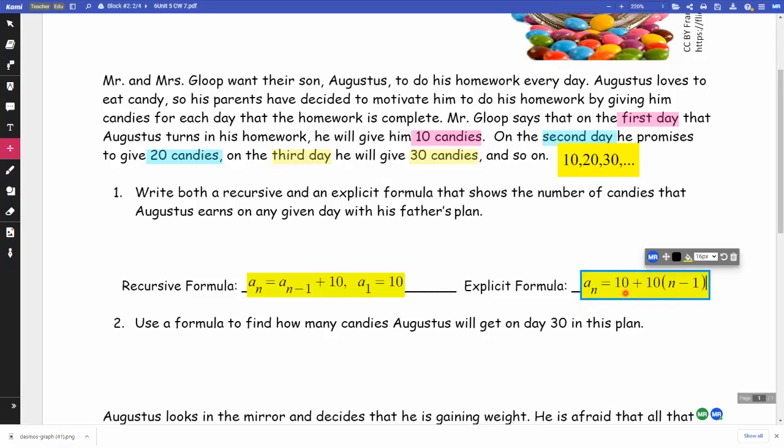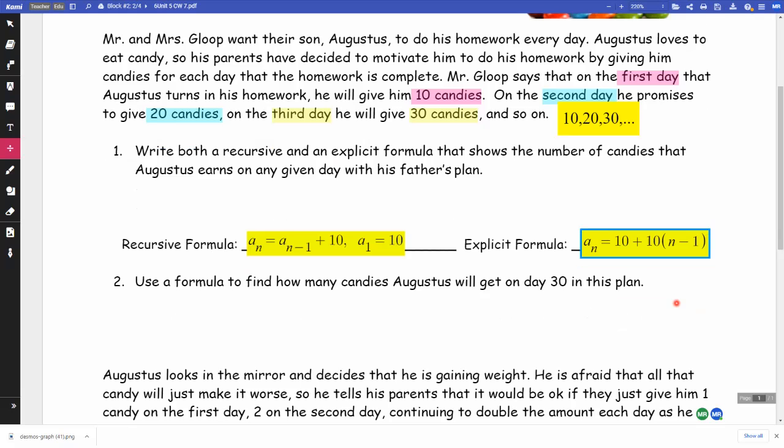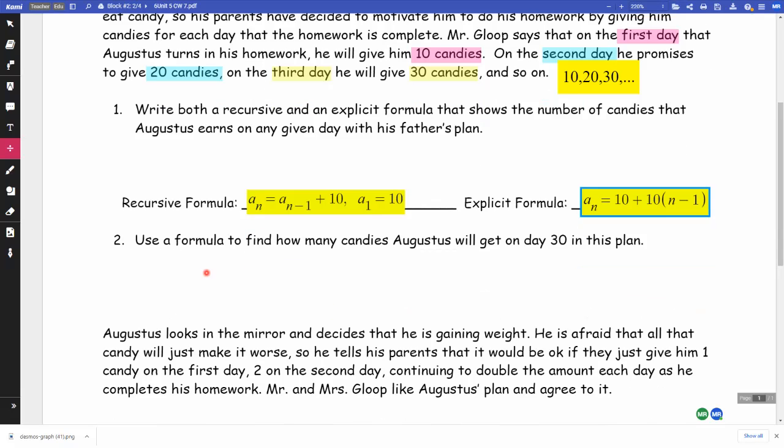Okay, so again, I'm starting with 10 because that's this 10. I happen to be adding 10, unrelated to this number, okay? And it's going to be times n minus 1. That's your equation. It is not in the exponent. Some of us are putting this in the exponent, but if you're adding, it's not in the exponent, only if we're multiplying over and over again. That's geometric. So now it says use a formula to find how many candies Augustus will get on day 30.